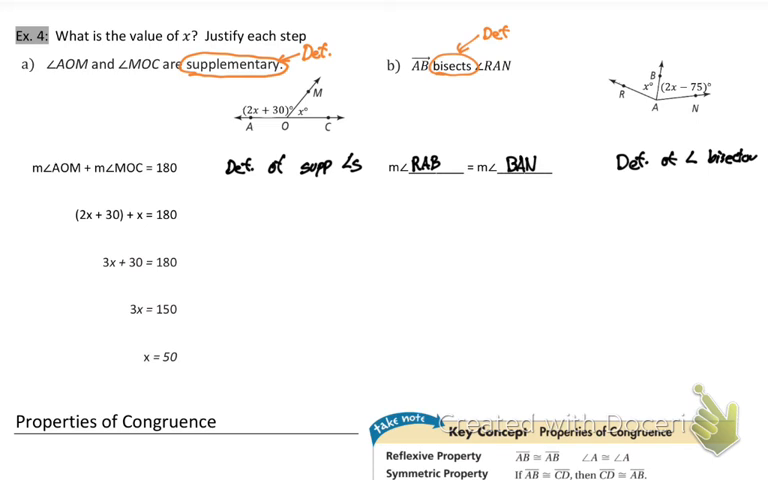This is probably the biggest step we're learning today. If you see a fancy word, you usually have to define what it means, because then it allows you to do your next step. So you gave me supplementary. I said, Mr. Pabian, that equals 180 by the definition.